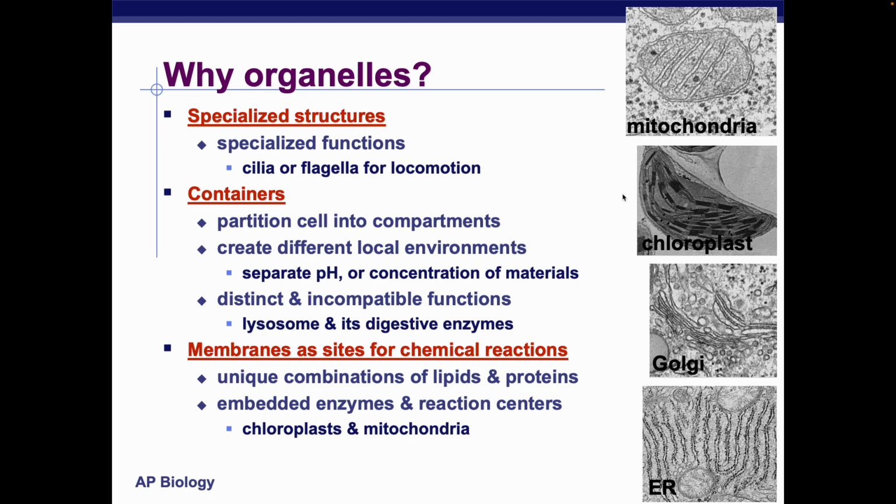Then we also have membranes. Membranes are also an organelle, even though it might not seem. Membranes are actually sites for chemical reactions, and they have a unique combination of lipids, such as phospholipids, and proteins. Embedded enzymes and reaction centers are also included, and chloroplasts and mitochondria also have these membranes.